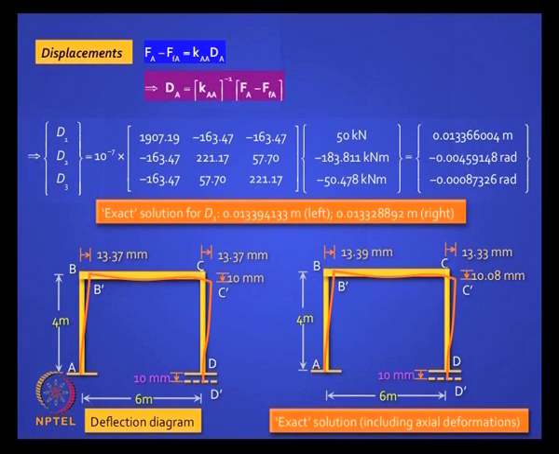13.37 mm is what you get when you ignore axial deformations, and it is the same left end and right end because we are assuming that beam will just move like a rigid body, but the exact answer is 13.39 mm and 13.33 mm. Is it okay as an engineer? Civil engineers make errors in the order of meters, so compared to that, 0.03 mm error is nothing.